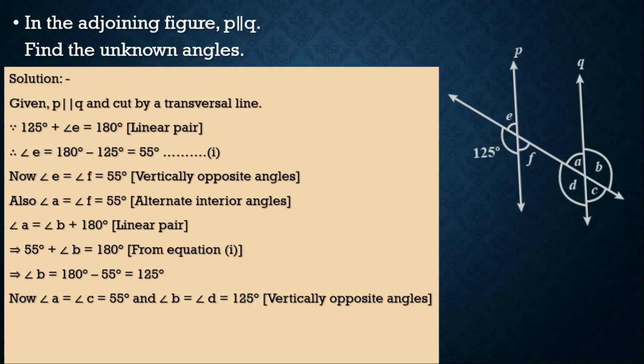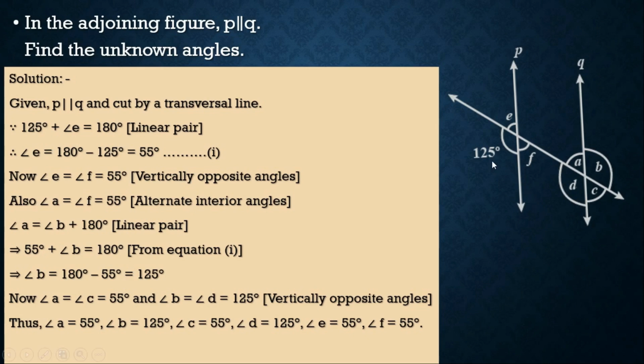Now, angle A and angle C are vertically opposite angles, and hence angle C is equal to angle A. Angle A is 55 degrees, so angle C is equal to 55 degrees. So what are the values? Angle A is 55 degrees. Angle B is 125 degrees. Angle C is 55 degrees. Angle D is 125 degrees. Angle E is 55 degrees, and angle F is 55 degrees.